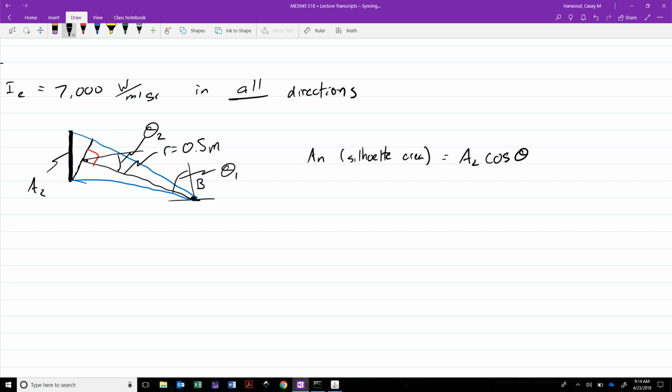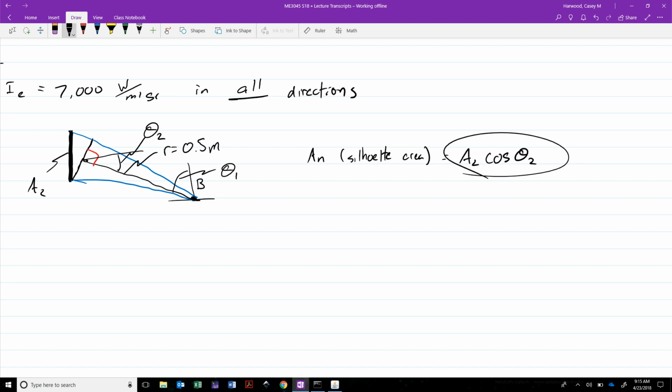It should be the difference in angle between the normal of the surface and the direction from which it is being viewed. So we need to shift our focus over here. This is the ray from which it's being viewed. The surface normal to A2 is going to be this horizontal line, and so the difference between those is theta 2. And so we'll go ahead and use this as our projected area.